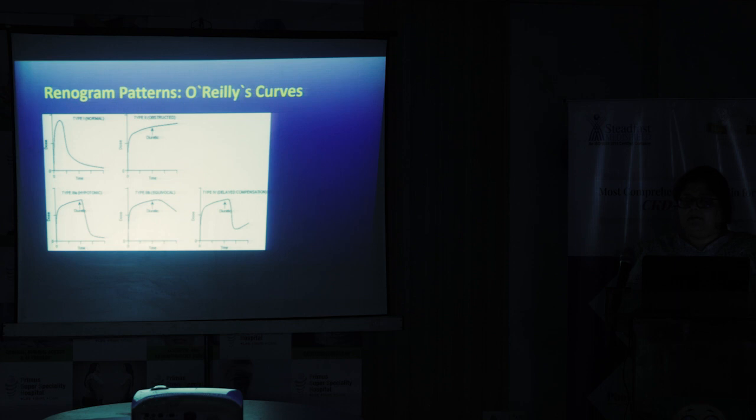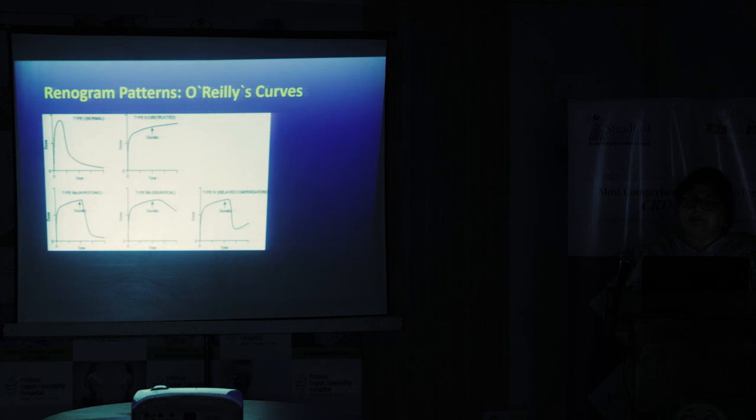So in a type 2 curve, your renogram pattern is an upgoing pattern. You inject a diuretic somewhere in the middle of the tracer, and despite the diuretic, there is no excretion, and the renogram pattern continues to be on an upslope. So this is a type 2 curve, or an obstructed curve. Now the type 3A curve is the hypotonic curve, right?